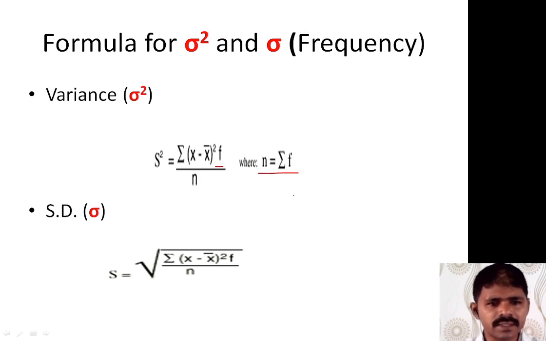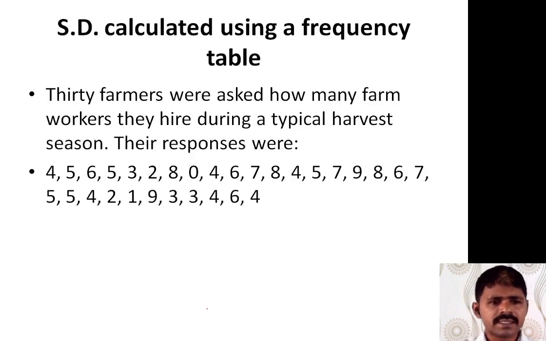If you are going to calculate variance and standard deviation for a sample, you have to use n minus 1. If it is for a population, the denominator is n. For standard deviation, we have to take the square root of the variance, so we will get the standard deviation. Let us find the deviation for a discrete frequency data.